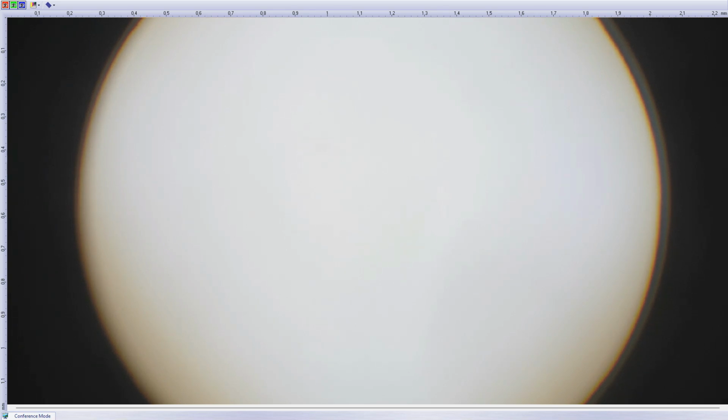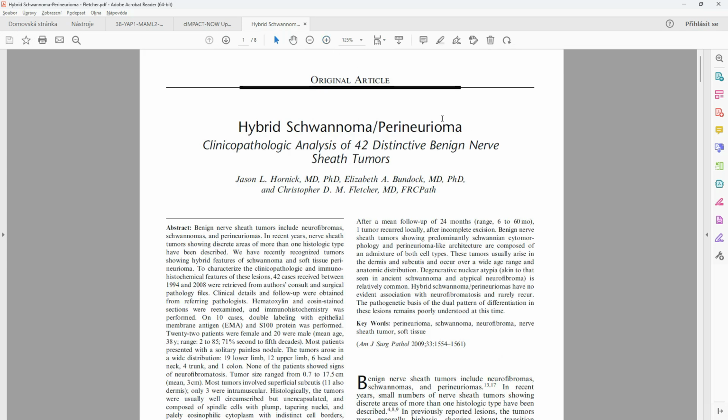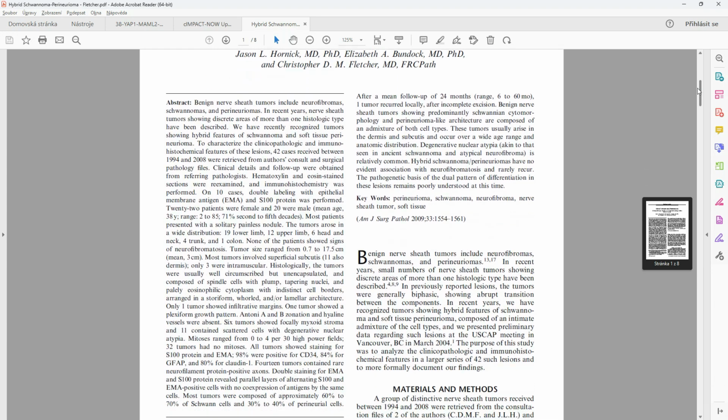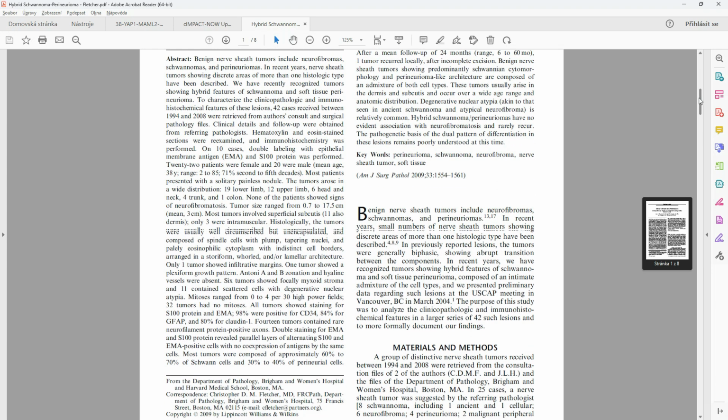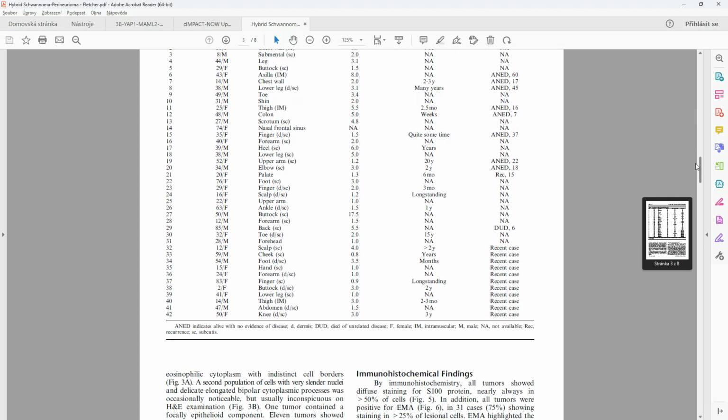Okay, and this is the first description by Dr. Hornick and Dr. Fletcher. We published two years before. Yeah, but that was something else. Also, the fingers, that's a different subset. You're talking about different tumors on the fingers, and this is a different tumor.